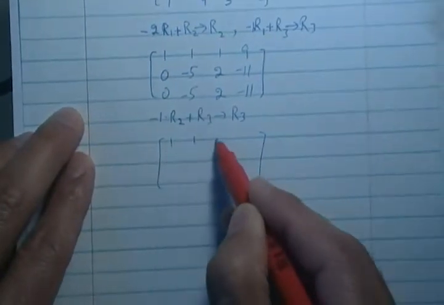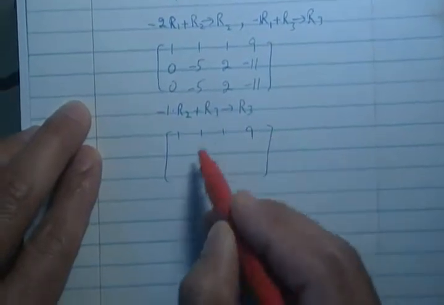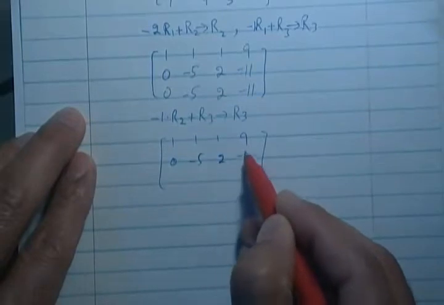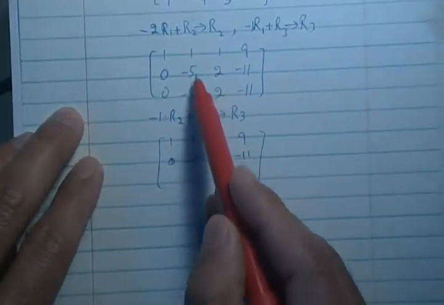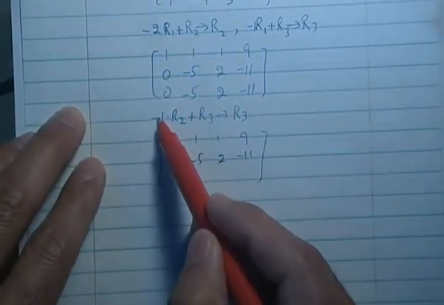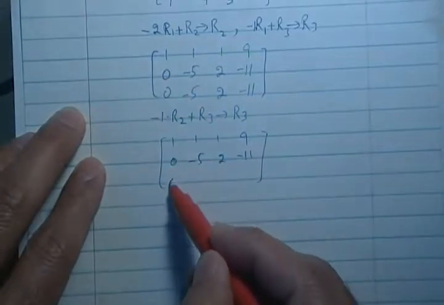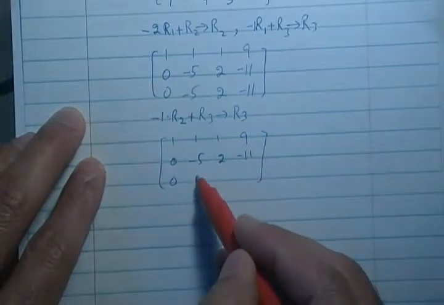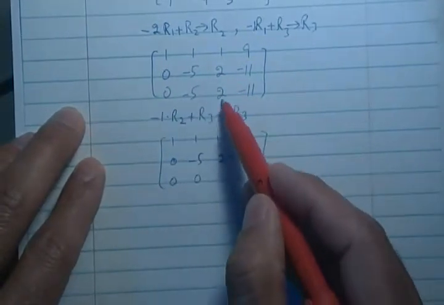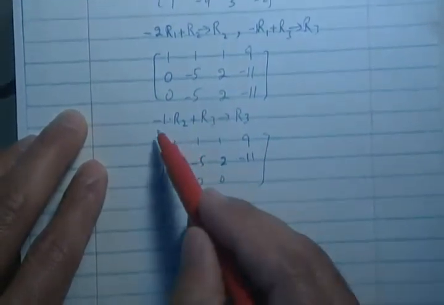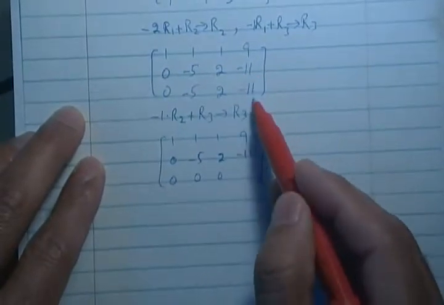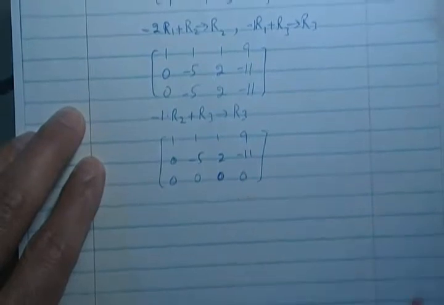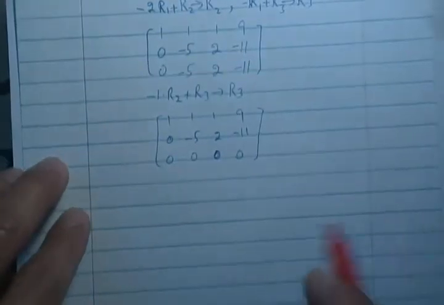So 1, 1, 1, 9, then 0, negative 5, 2, negative 11. Now multiply by negative 1 and add into this. Negative 1 times 0 plus 0 is 0. Negative 1 times negative 5 is plus 5, plus negative 5 is 0. Negative 2 plus 2 is 0, and negative 1 times negative 11 is 11, 11 plus negative 11 is 0, right? So one entire row turned out to be 0.